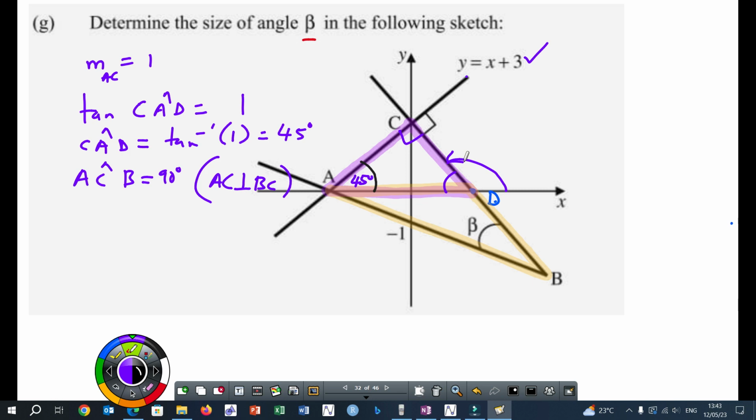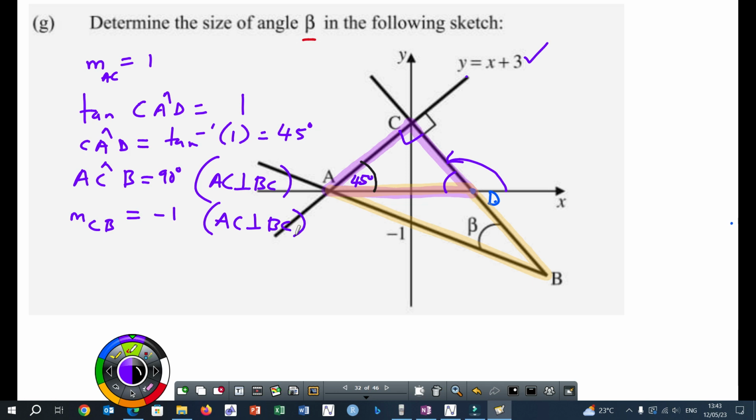So I'm going to say MCB is equal to minus 1. The reason this is true is because AC is perpendicular to BC. The gradient of BC is equal to negative 1 because those two lines are perpendicular. The gradient of MAC is 1, therefore the gradient of BC is going to be negative 1.